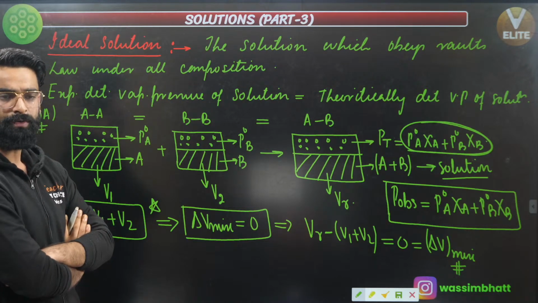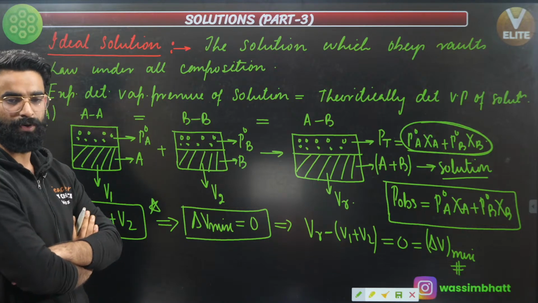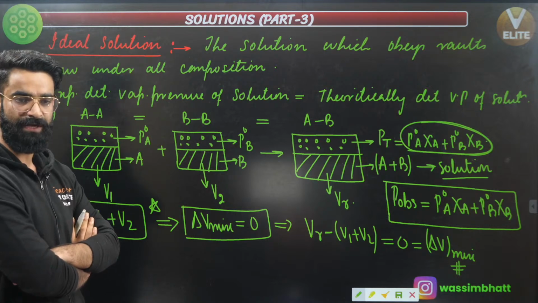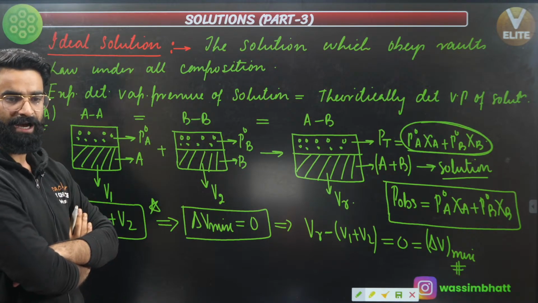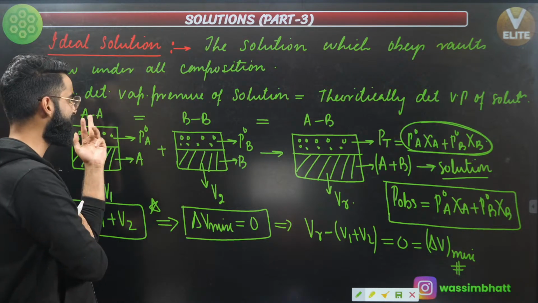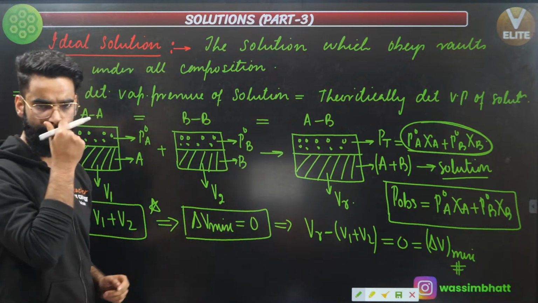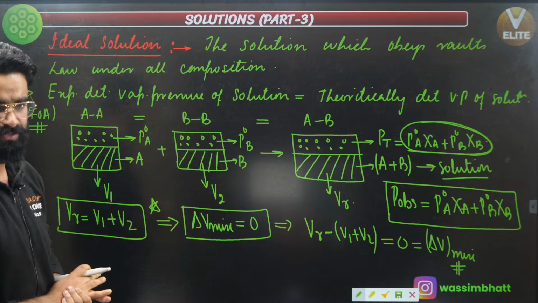So till now we got to know, in case of ideal solutions, the experimentally determined vapor pressure is equal to the theoretically determined vapor pressure. At the same time, we got to know delta V mixing in case of ideal solutions is equal to 0. And we got to know the force of attraction between A and A is equal to the force of attraction between B and B, which is equal to the force of attraction in AB, correct? This is something which we got to know till now.